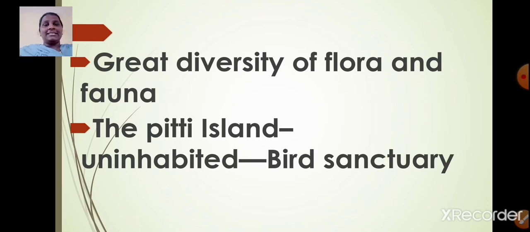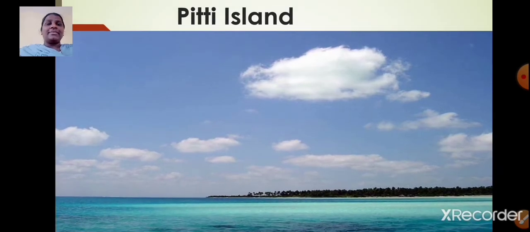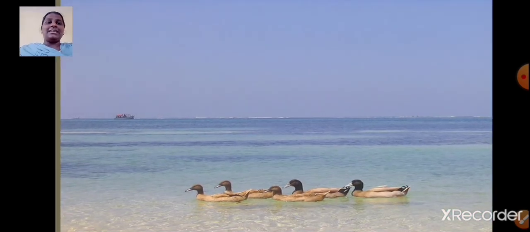The Piti Island is uninhabited. Uninhabited means no one lives over there. But we have a bird sanctuary over there. Have a look at this Piti Island here. We have a bird sanctuary in Piti Island for the protection of the birds.